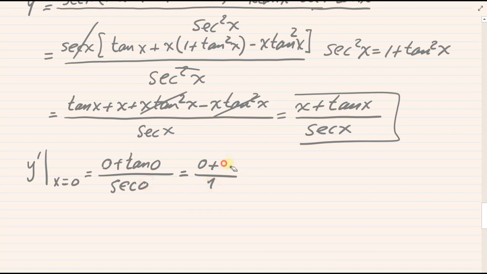I'm sorry, tangent of 0 is 0. I'm not sure what I was thinking of. So that's going to be 0 over 1, which is just 0. Okay, and we are good to go with this exercise. That's the answer. So it is indeed what the graph suggested.